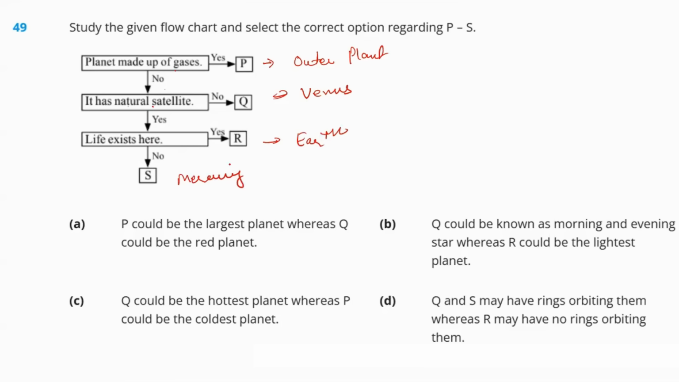What would be our correct answer over here for this one? So here Q could be the hottest planet, where P could be our coldest planet, as Jupiter, Saturn, Uranus, and Neptune are the outer planets, right?